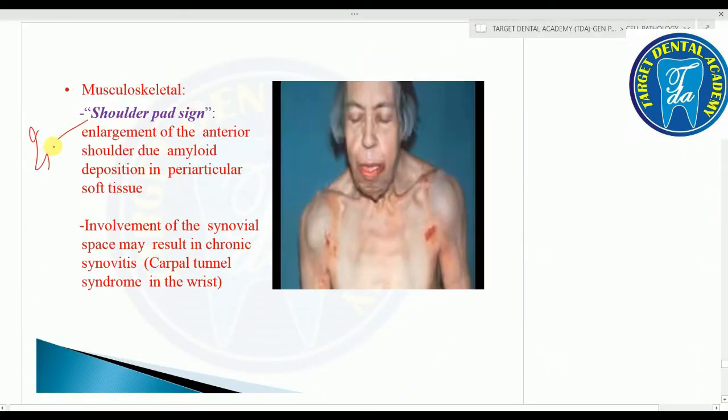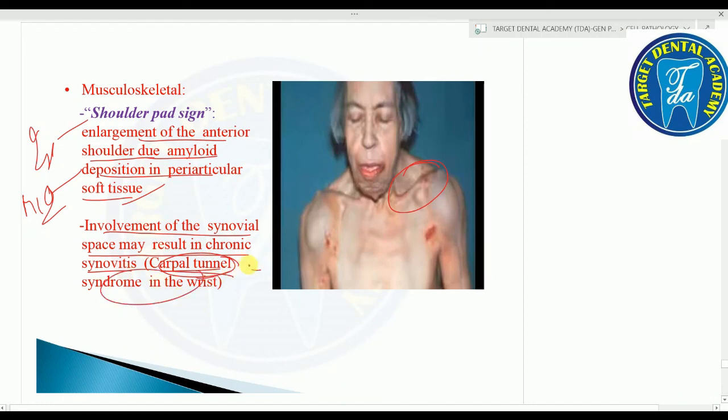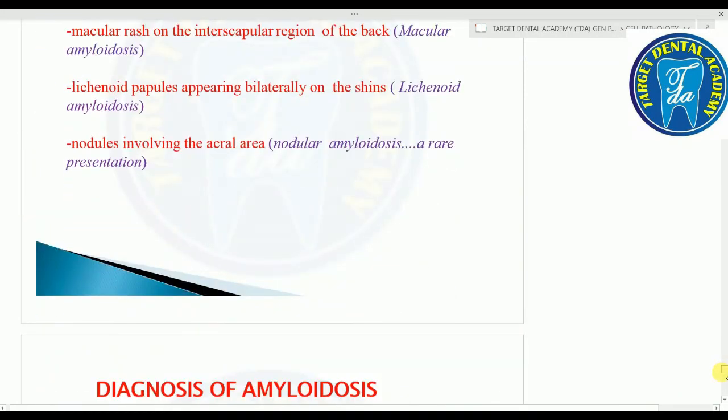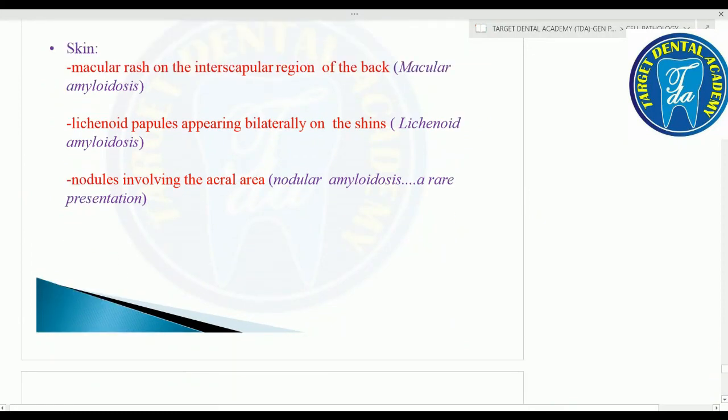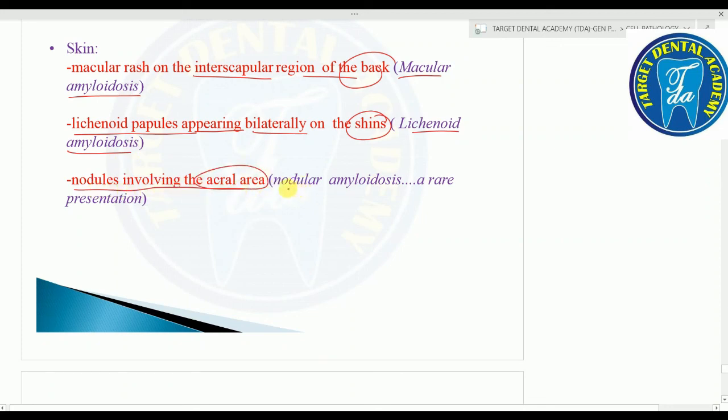Very important. In the musculoskeletal system, you can see the shoulder pad sign. In this, there is enlargement of the anterior shoulder due to amyloid deposition in the periarticular soft tissue. MCQ. Involvement of the synovial space may result in chronic synovitis, which is the carpal tunnel syndrome in the wrist. On the skin, there is a macular rash on the interscapular region of the back. The lichenoid papules appearing bilaterally on the shins are known as lichenoid amyloidosis, while the nodules involving the acral area are known as nodular amyloidosis. It is a rare presentation. Important.